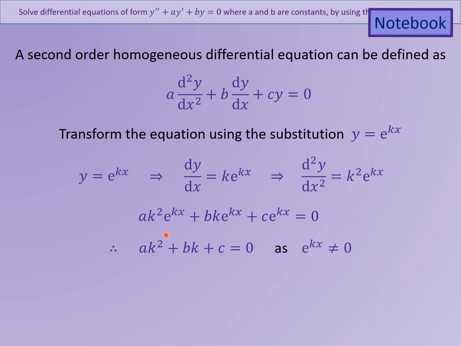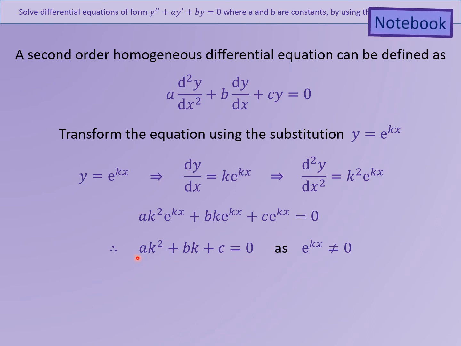Because I can factorise out that e to the kx, and most importantly, because it's an exponential function, it's great how it differentiates, but also it's great that it can't equal 0. We know an exponential function can't equal 0. So therefore, if e to the kx is cancelled out because it can't equal 0, then ak squared plus bk plus c must equal 0.